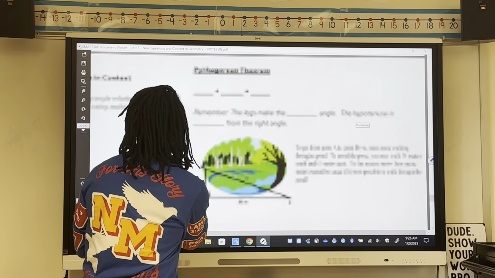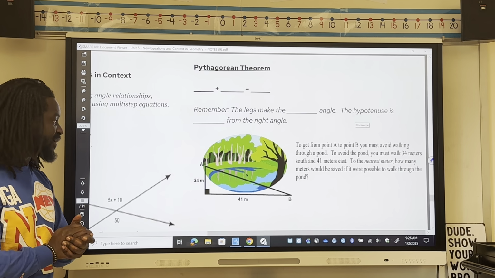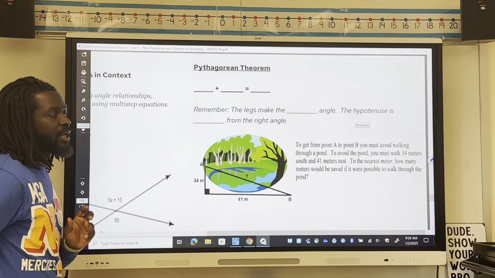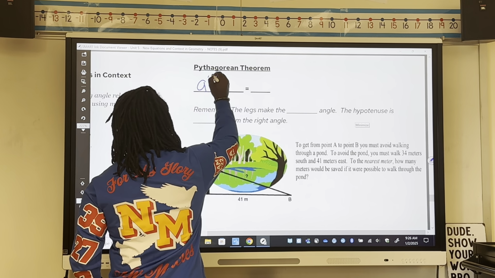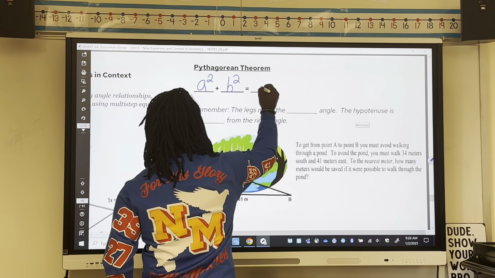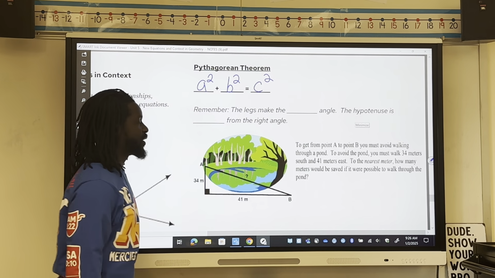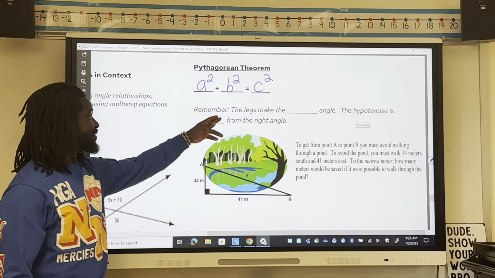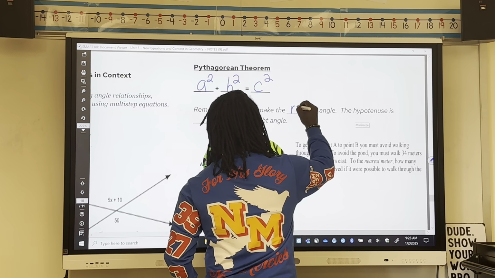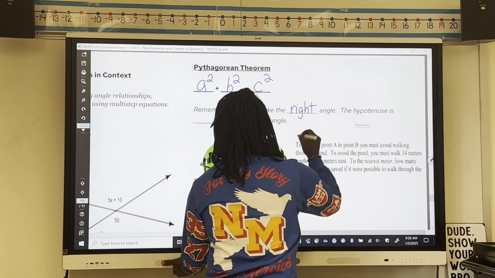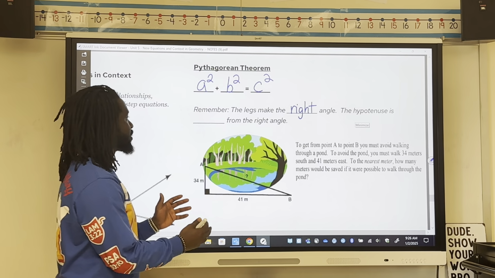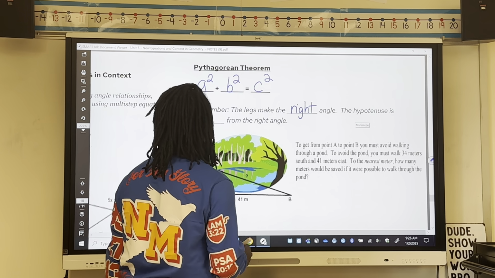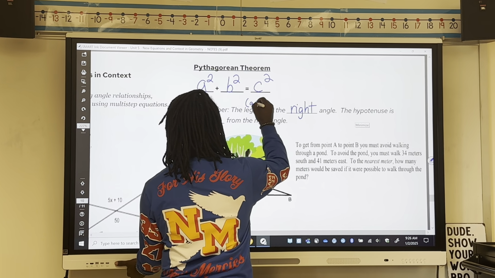Now we are talking about the Pythagorean theorem in the next couple of problems. If we remember, the Pythagorean theorem is a squared plus b squared equals c squared. All right. And I remember that the legs, those make the right angle. Okay. So the legs are the a and the b. Right. Those are the two sides that make up the right angle.